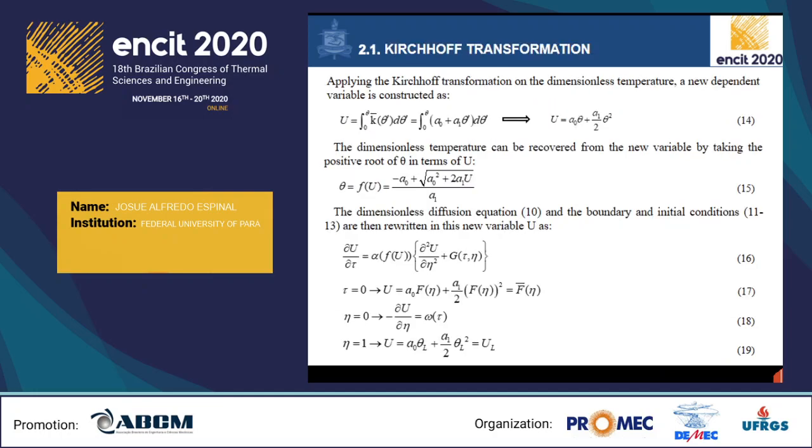Applying the Kirchhoff transformation on the dimensionless temperature, a new dependent variable is constructed as shown in equation 14. The dimensionless diffusion equation 10 and the boundary and initial conditions from 11 to 13 are then rewritten in this new variable u, as shown in equations 16 to 19.